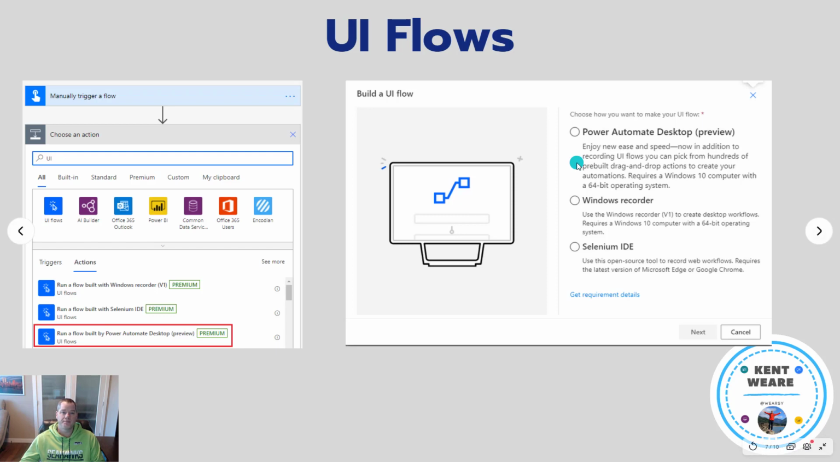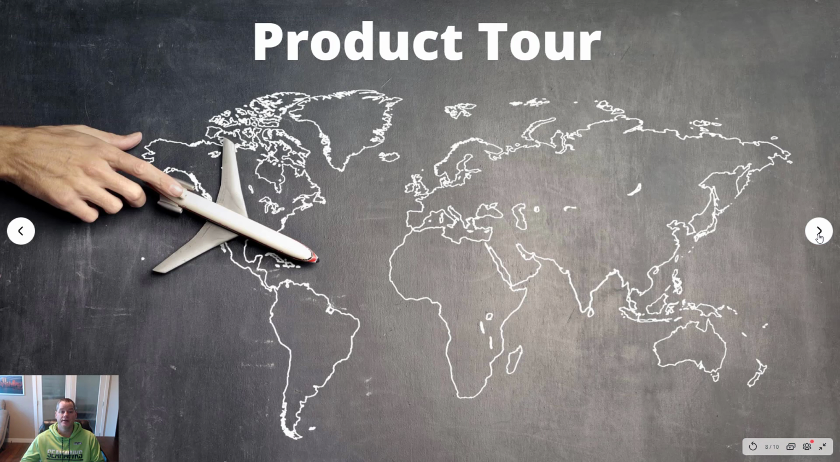And so if you want to build out a Power Automate Desktop UI flow, once you've saved it, you'll be able to surface it or call it using this action here, right? Which is part of the UI Flows connector, run a flow built by Power Automate Desktop Preview. And that's how you essentially invoke these UI flows that are created.